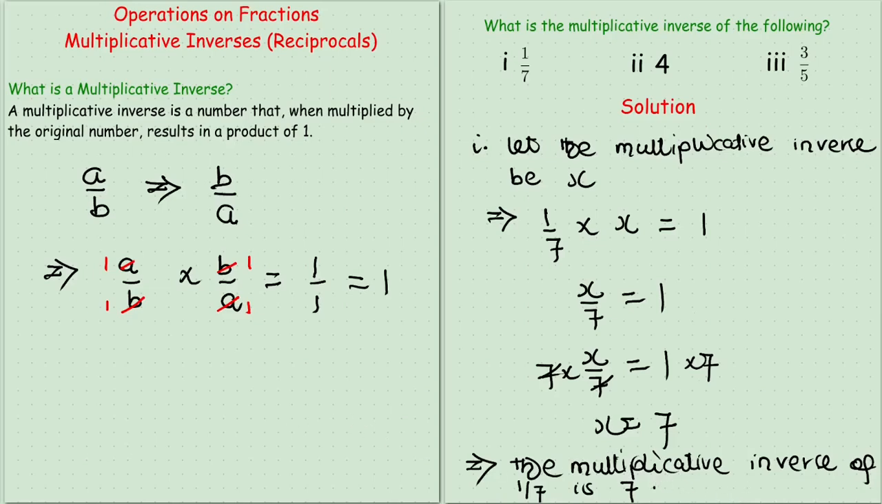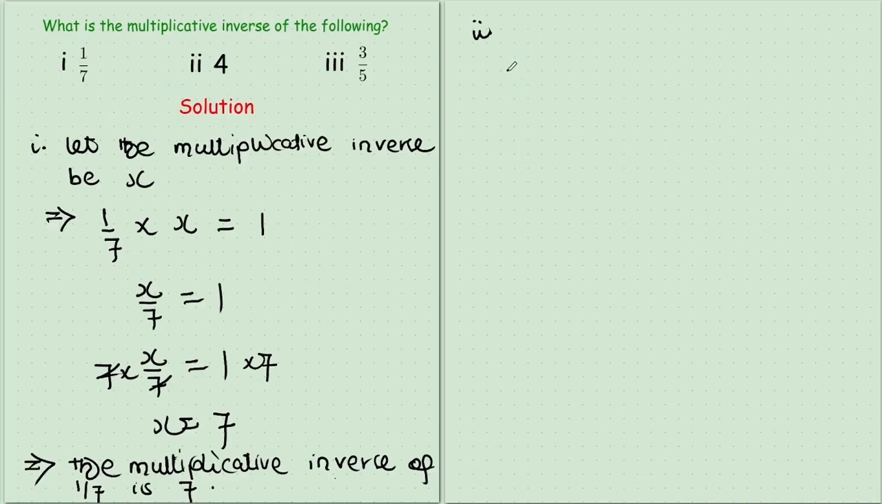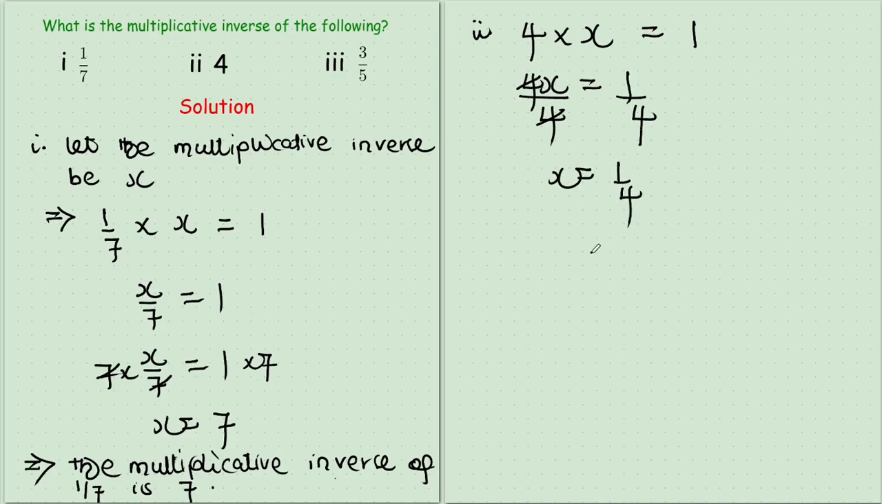Let's look at the second one. For the second one too, we go through that same process. We let our multiplicative inverse be x. Then we know 4 times x should give us 1. That is, 4 times the multiplicative inverse should give us 1. Making x the subject, we get 4x being equal to 1. And then we divide both sides by 4. This 4 cancelling this 4, we have x being equal to 1 over 4. And hence the multiplicative inverse of 4 is 1 over 4.